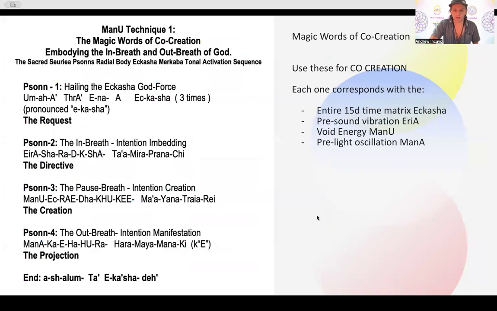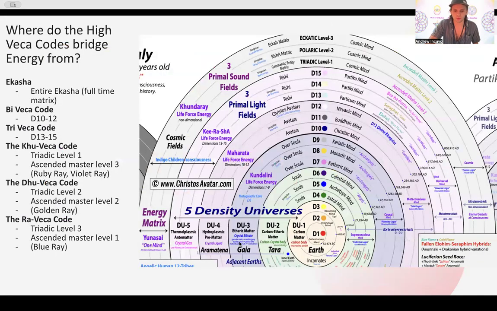Okay, let's talk about, oh, this is important. Let's cover this. So this chart is from a YouTube creator called Christos Avatar. His channel is called Christos Avatar TV. He does Law of One content. He covers Ashayana Deane material. I highly recommend his channel. It says here christosavatar.com. That's his website.